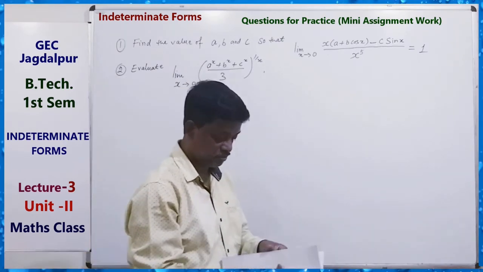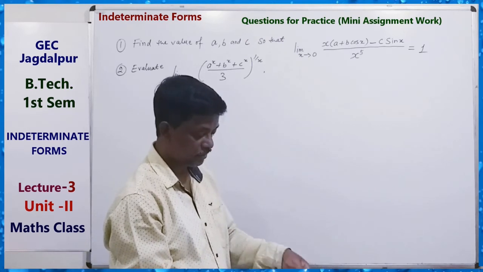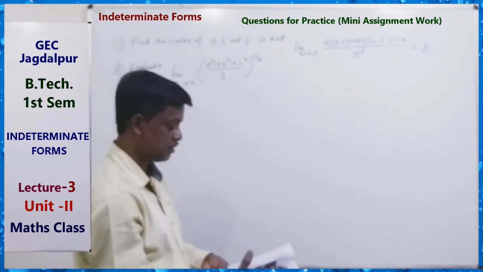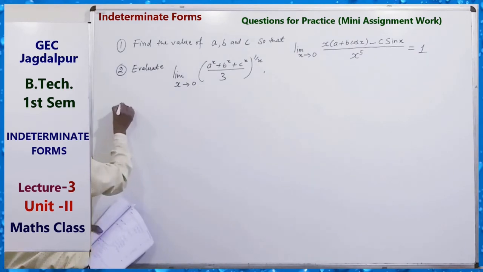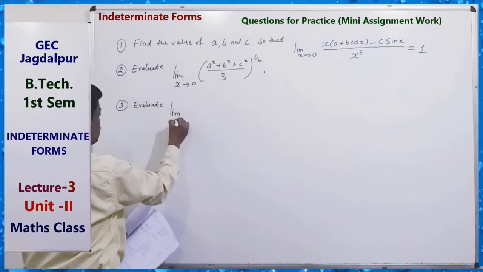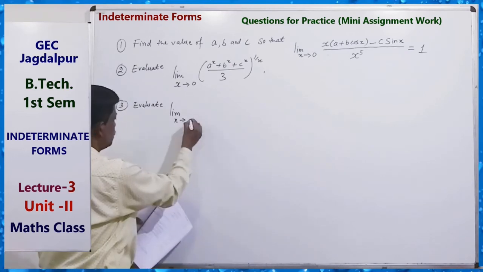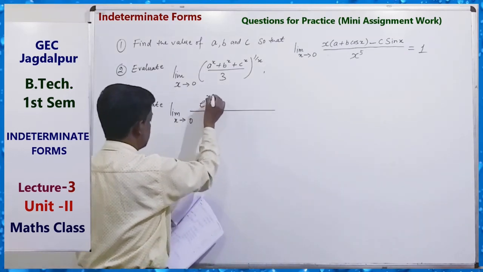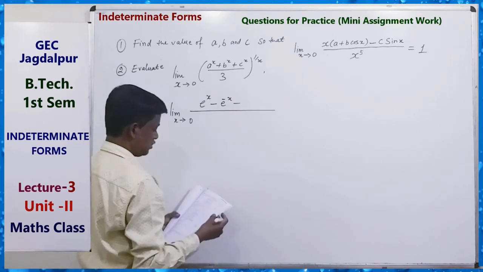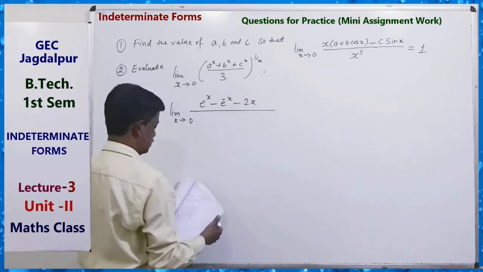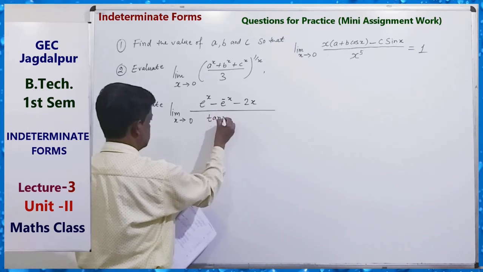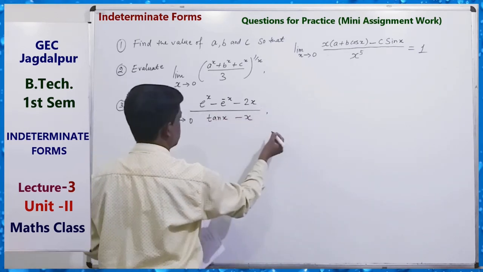Now another question, the third. Evaluate the limit as x tending to 0 of (e to the power x minus e to the power minus x minus 2x) by (tan x minus x). Okay.